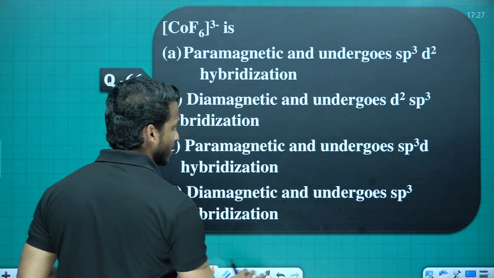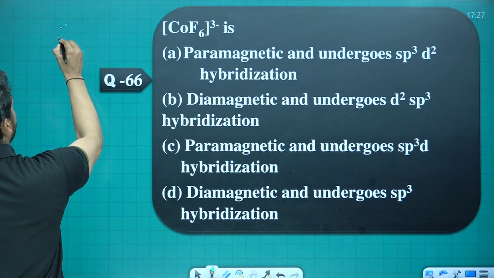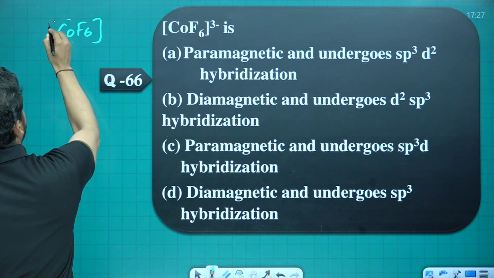[CoF6]3-, they are asking you the geometry and all. Okay dear all, let us calculate faster. What is the species? [CoF6]3-.